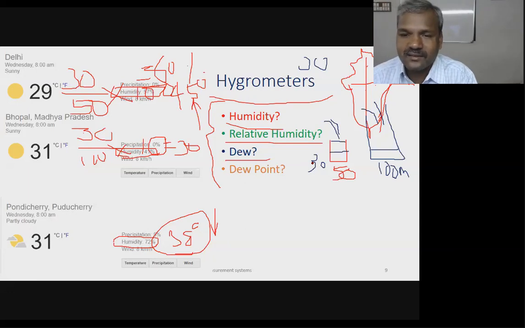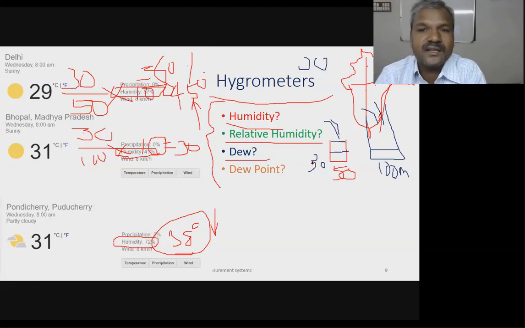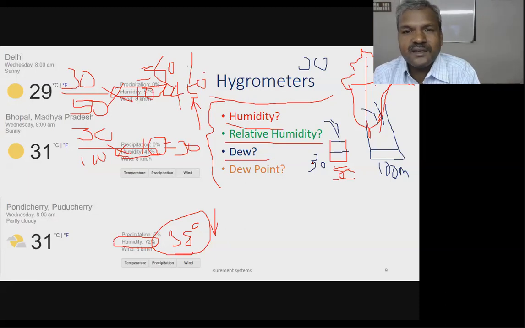So humidity is the amount of water vapor present in the air. Relative humidity is the amount of vapor present in the air relative to how much the air can hold. So dew is when the water vapor condenses at the ground level, the saturation occurs. Then dew point is the temperature at which the saturation occurs.